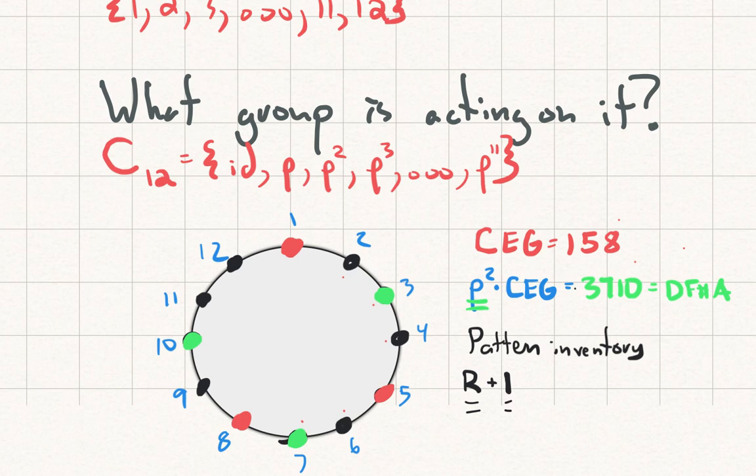And because we want to figure out how many triads there are, we want the pattern inventory for our 3, because we want 3 reds. So that's going to be our goal.